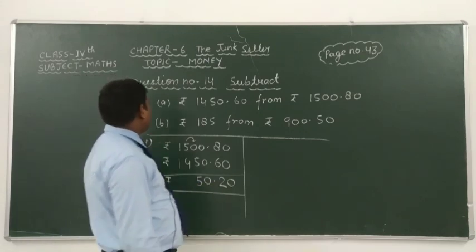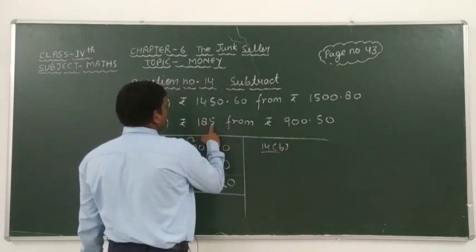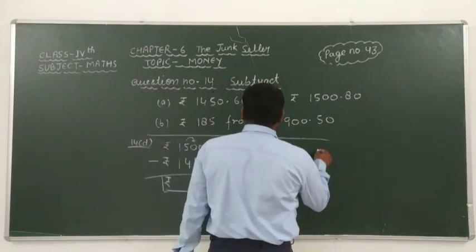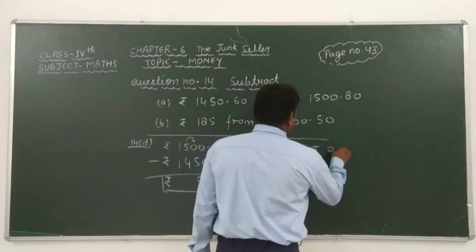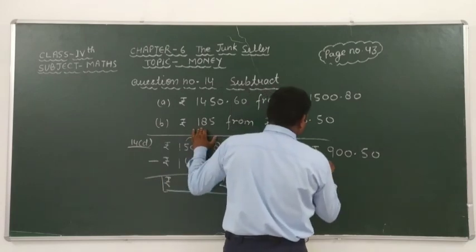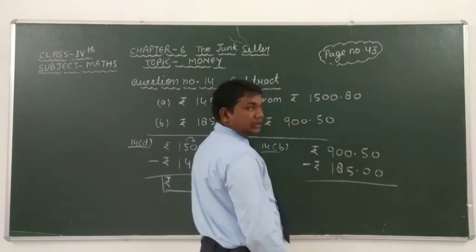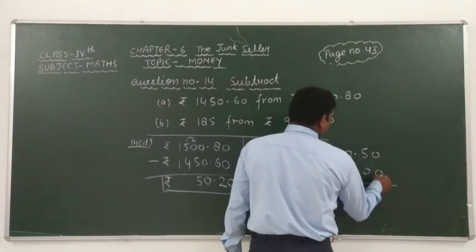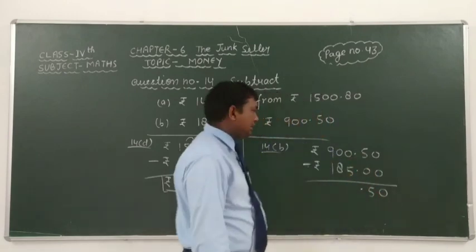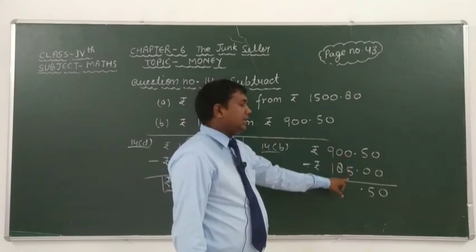Okay, in question number 14 of B, look, here given that rupees 185 from rupees 900.50. It means that here we have to take rupees 900.50 minus rupees 185.00. After subtracting these, we get the answer of this question. Look, 0 minus 0 is 0, 5 minus 0 is 5, and here we can take decimal point as same place. Here given that 0, here 5. We know that 0 is less than 5.